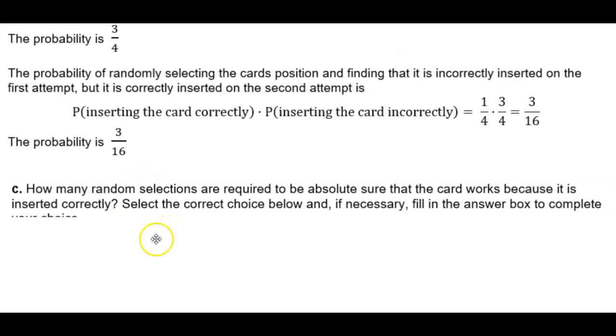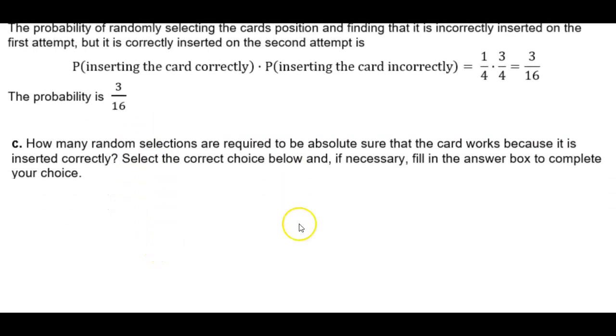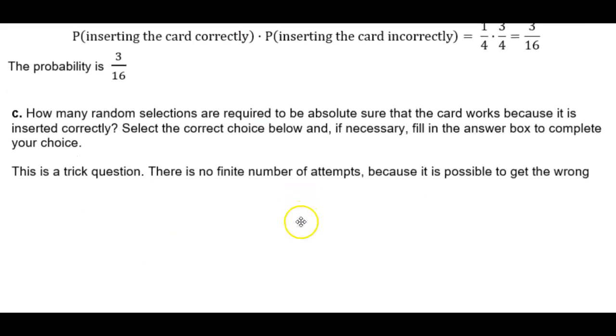Now in part C, it says, how many random selections are required to be absolutely sure that the card works because it is inserted correctly? Well, this is a trick question, so there is no finite number of attempts because it is possible to get the wrong position every time.